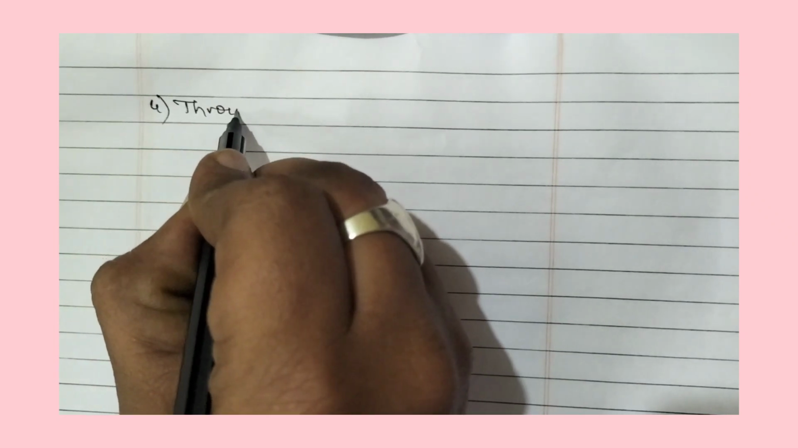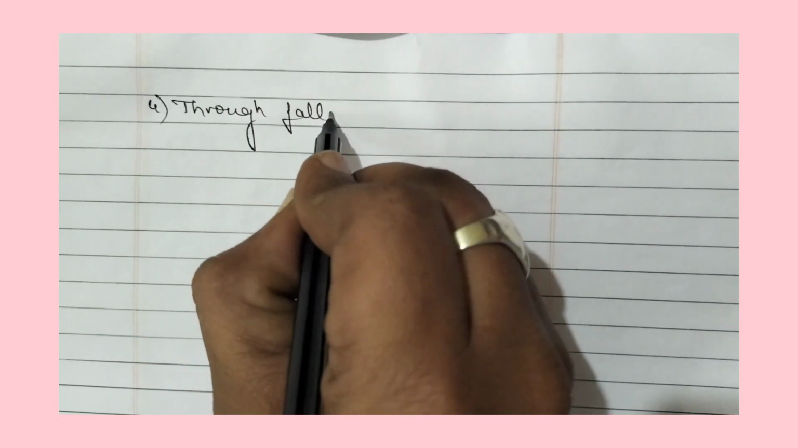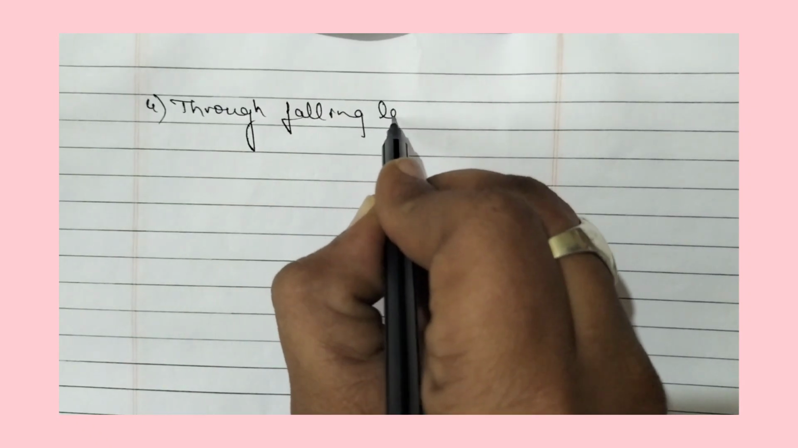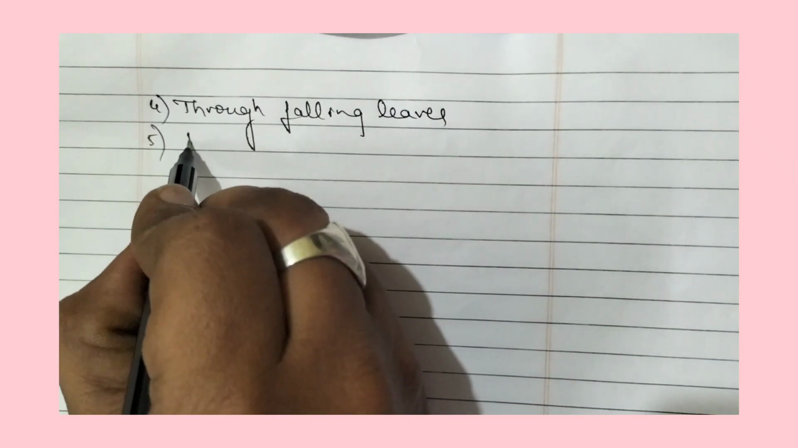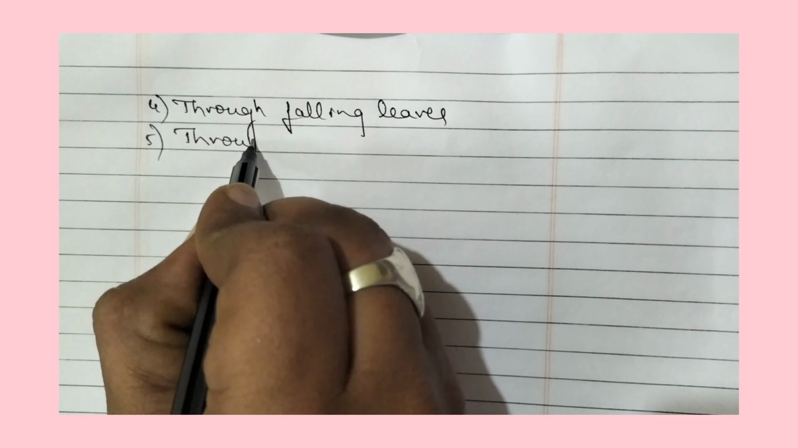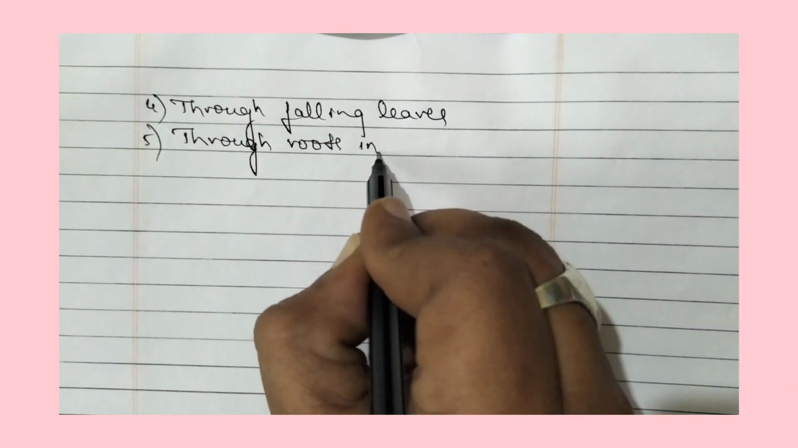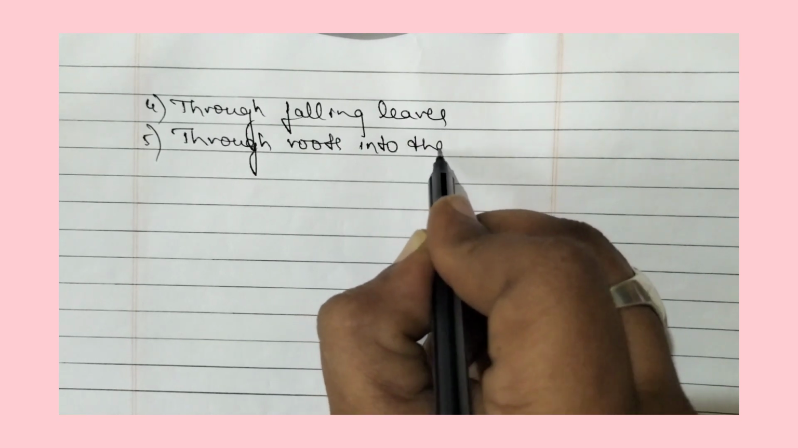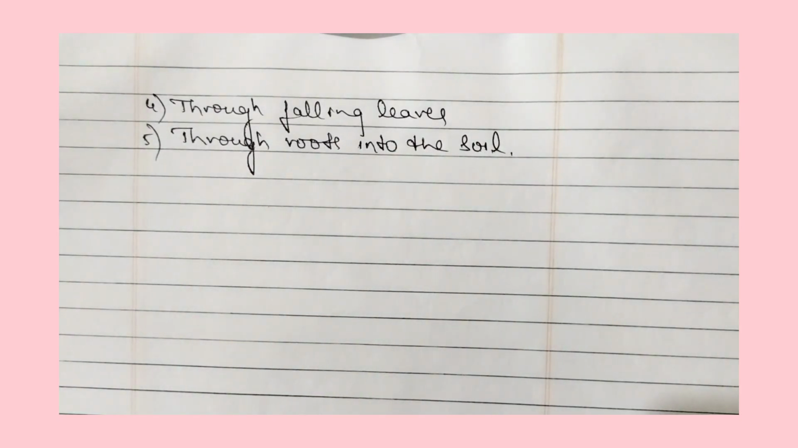Then the fourth point is, through falling leaves waste is removed. Then through roots into the soil. So these are the methods by which waste is removed.